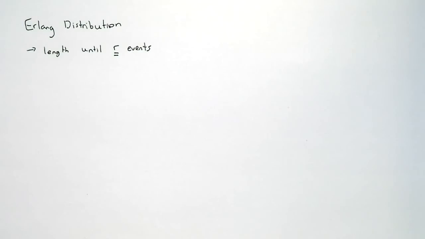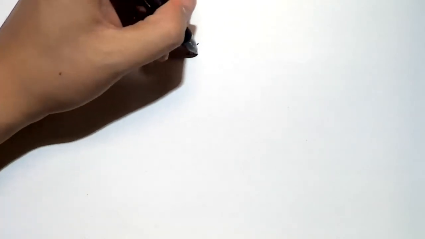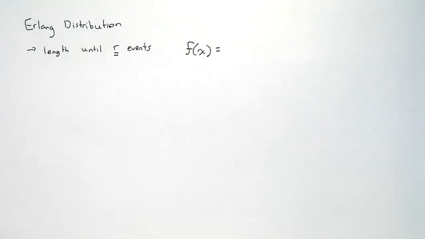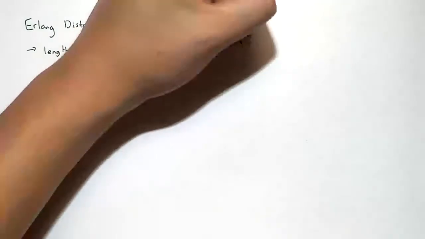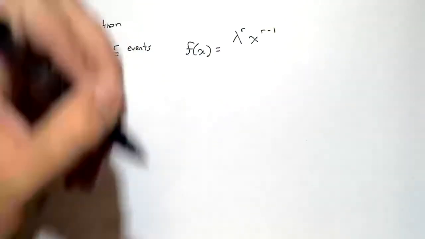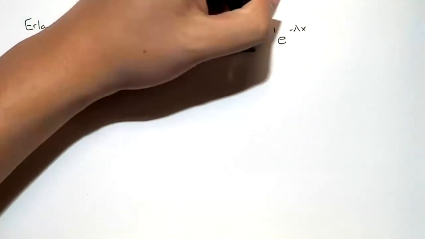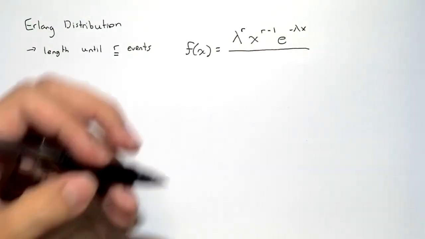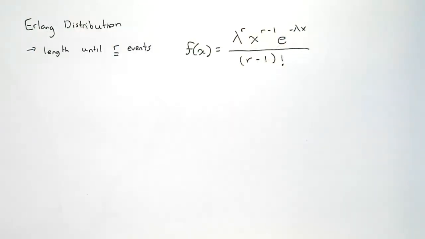I like all that. But anyway, the Erlang distribution is going to have a probability density function of lambda to the power of r. Remember that lambda was the average number of successes in an interval in a Poisson process, x to the power of r minus 1, and e to the power of negative lambda x, divided by r minus 1 factorial.